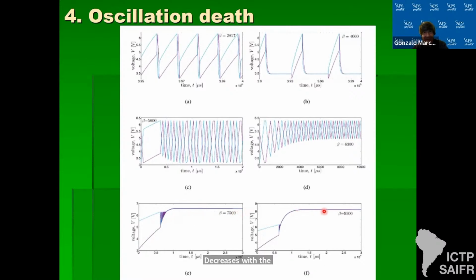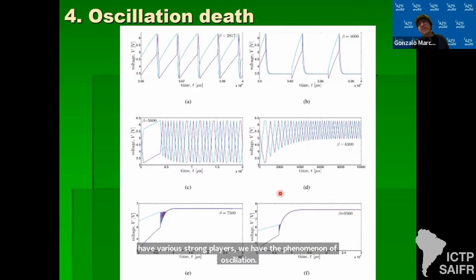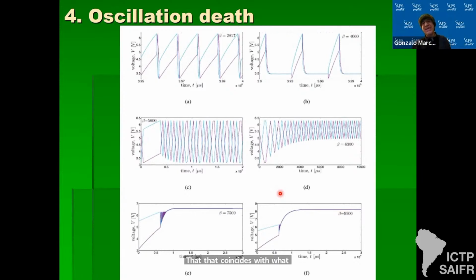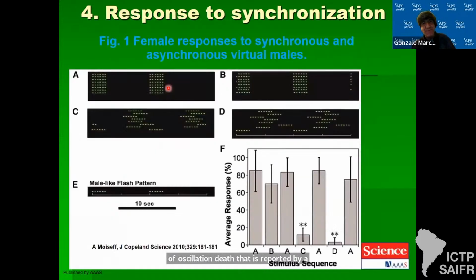And finally, when we have very strong coupling, we have the phenomenon of oscillation death that coincides with what some inhabitants of the tropical region tell us about what happens when they put many fireflies in a jar. They told us that they observed that the fireflies keep lighting. So in fact, this is the representation of oscillation death that is reported by inhabitants of the warm regions in Bolivia. So let's talk now about the response to synchronization.